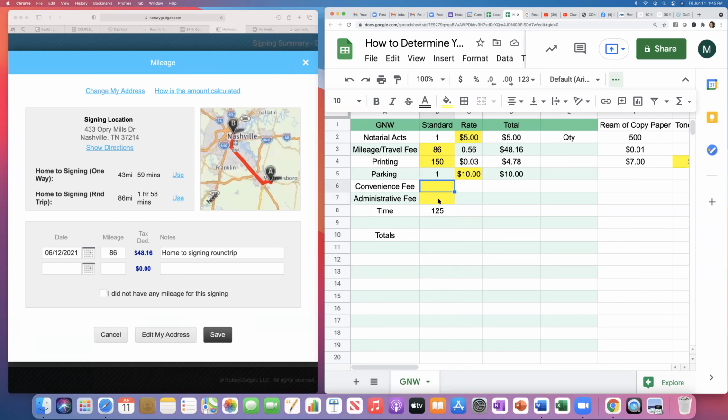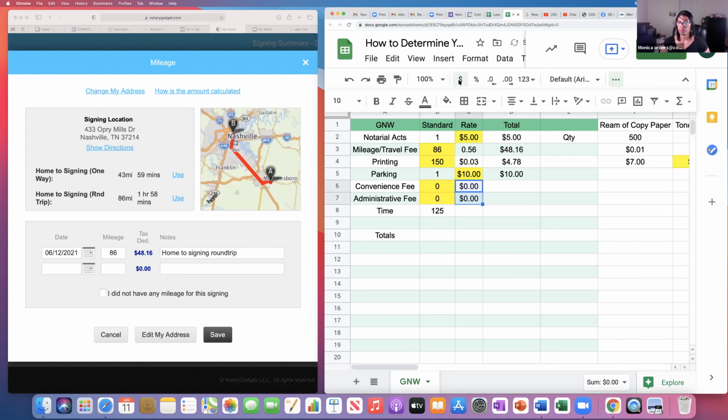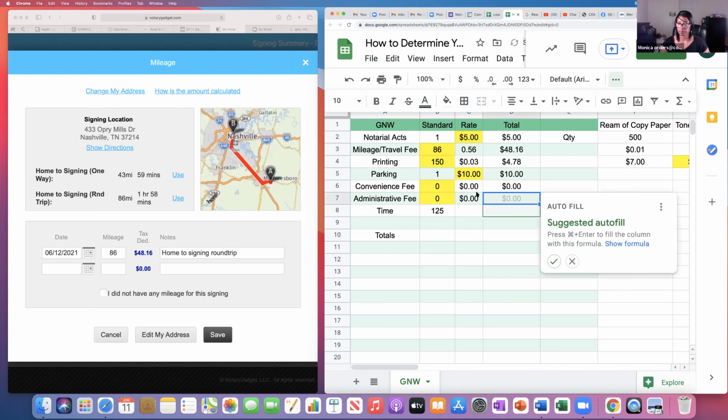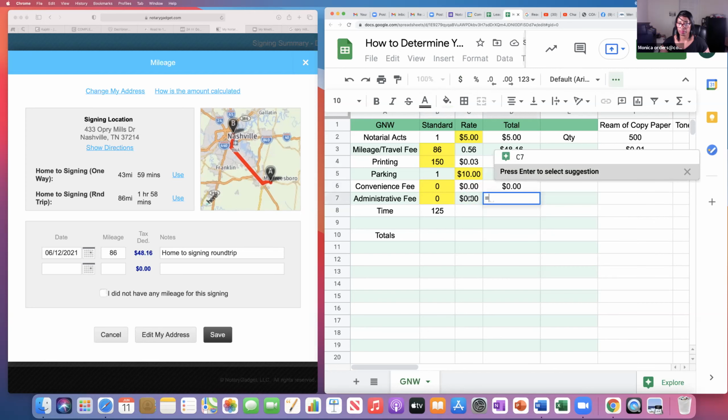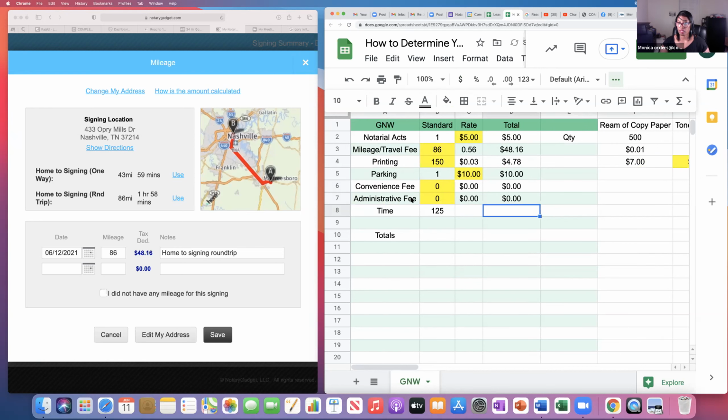I'm going to leave those blank for right now because I do believe that we have enough to come up with our general notary work fee, okay? So let's go here. All right. So now we have a situation where we can auto-populate everything.